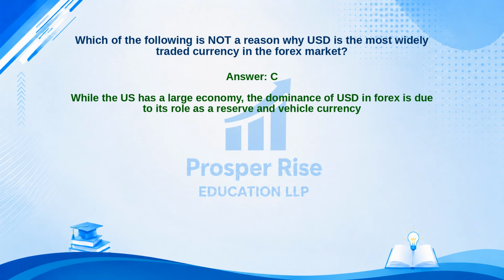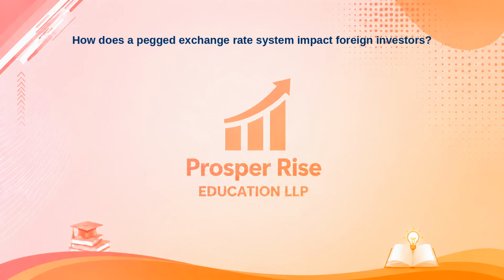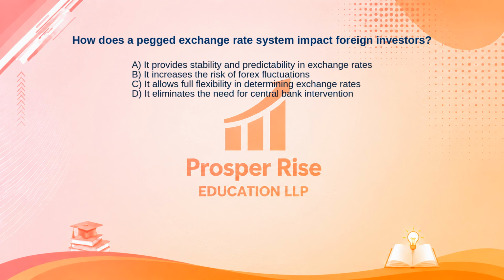reserve and vehicle currency. How does a pegged exchange rate system impact foreign investors? Here are your options. A. It provides stability and predictability in exchange rates. B. It increases the risk of Forex fluctuations. C. It allows full flexibility in determining exchange rates. Or D. It eliminates the need for central bank intervention.